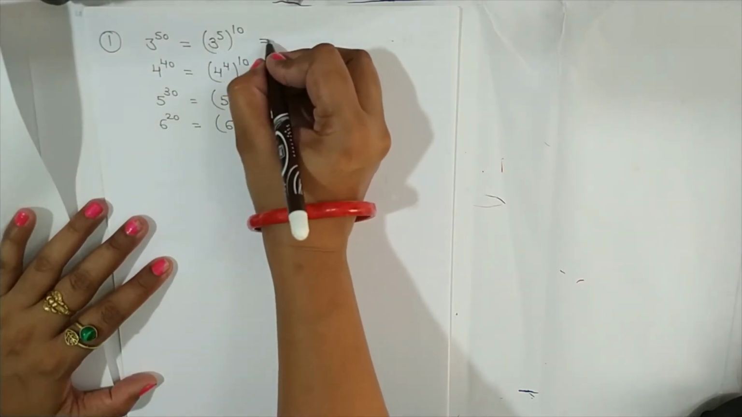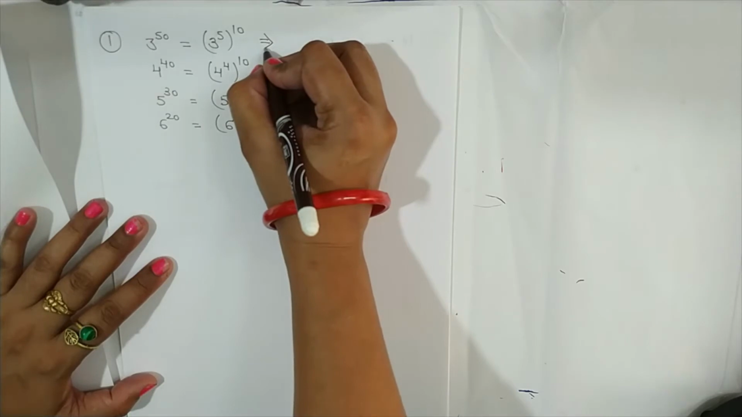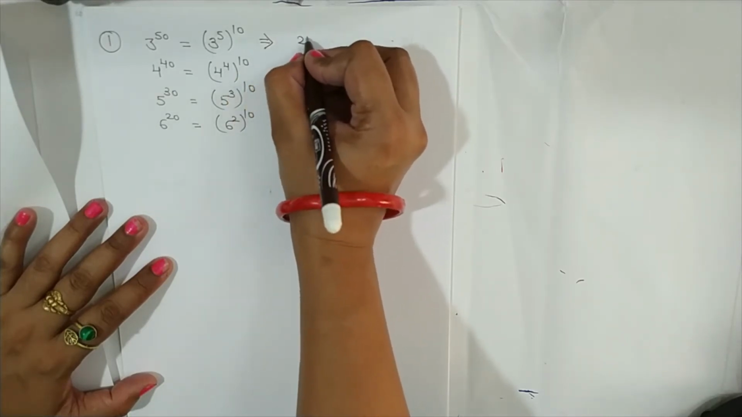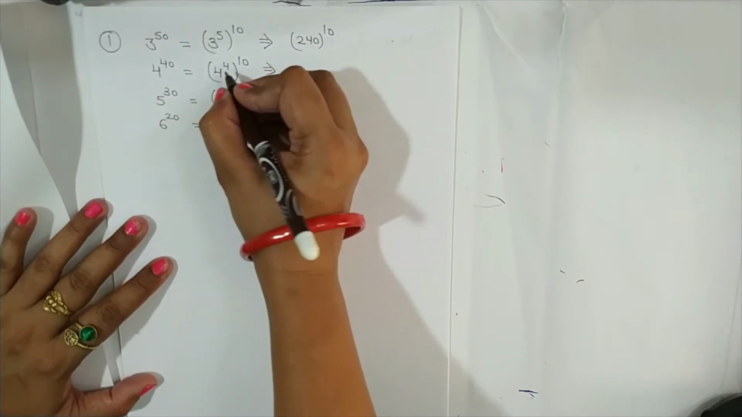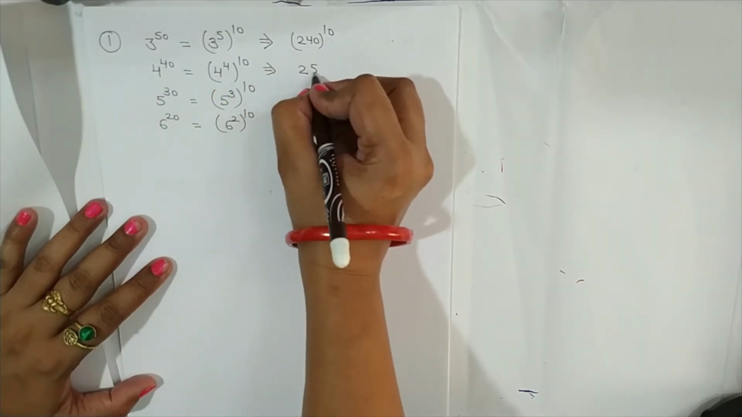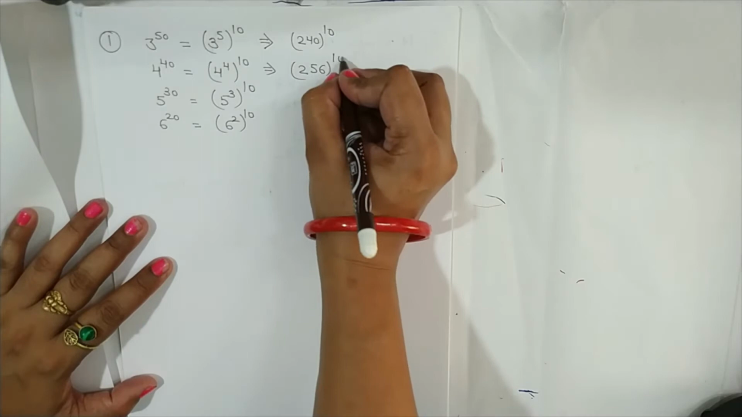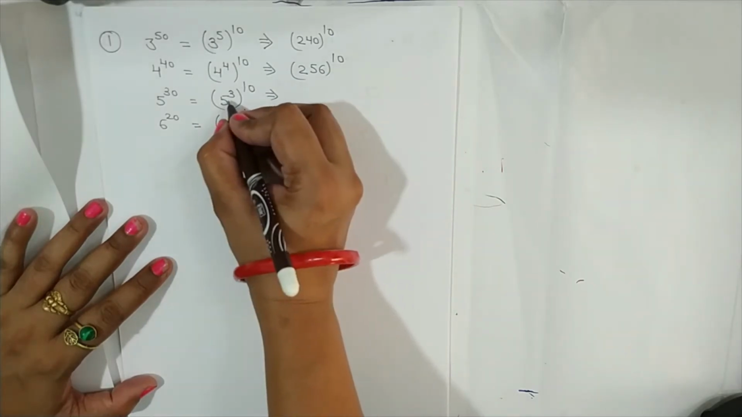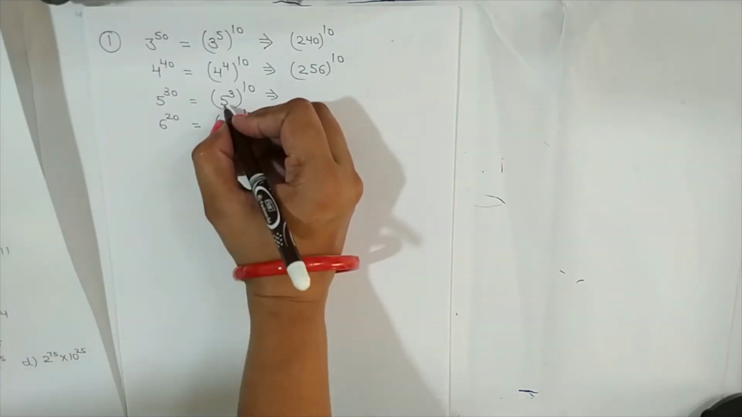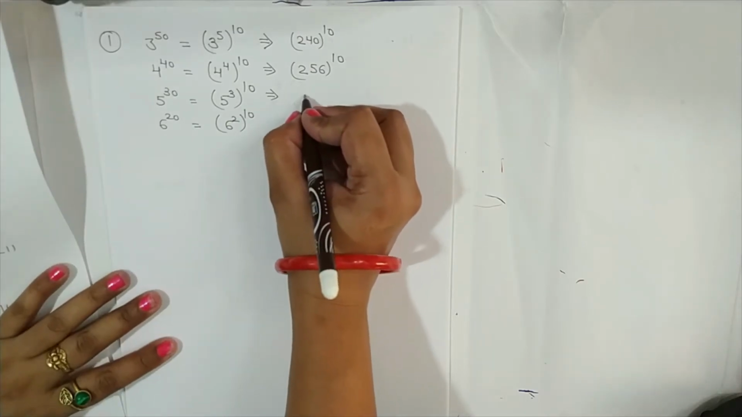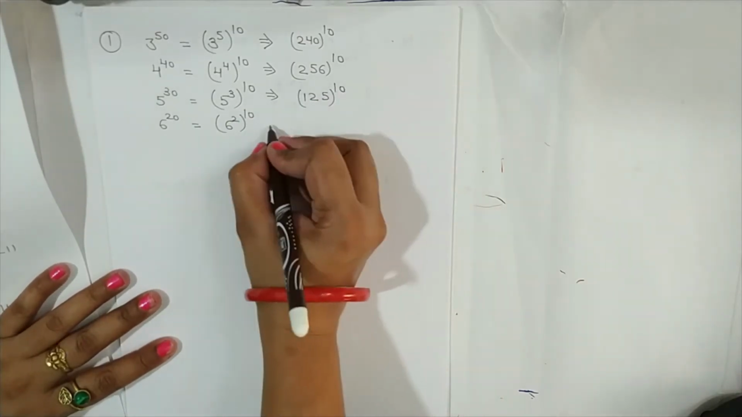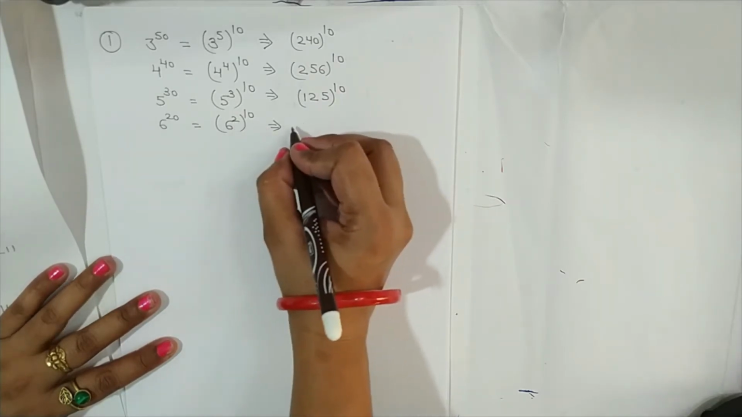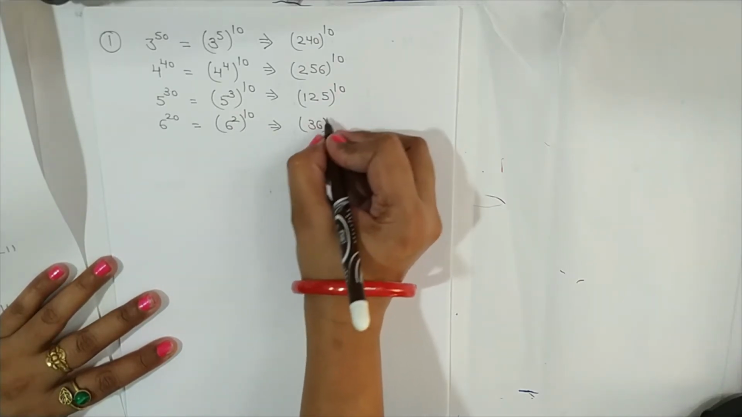So 3 raised to power 5 becomes 240 to the power 10. Then 4 to the power 4 becomes 256 to the power 10. Then 5 5s are 25, 25 5s are 125. So it becomes 125 to the power 10, and 6 into 6, 36 to the power 10.